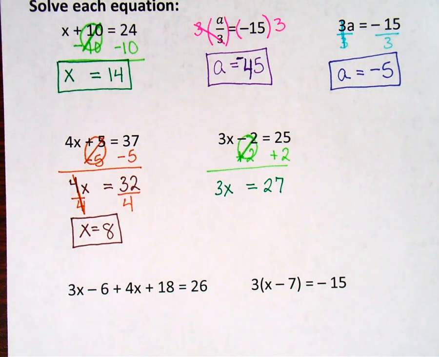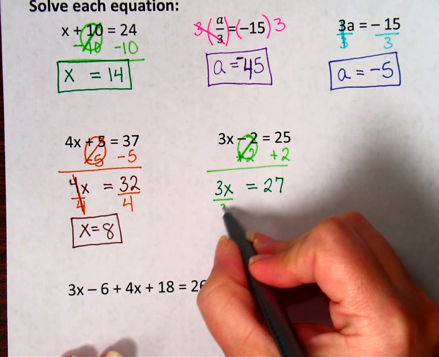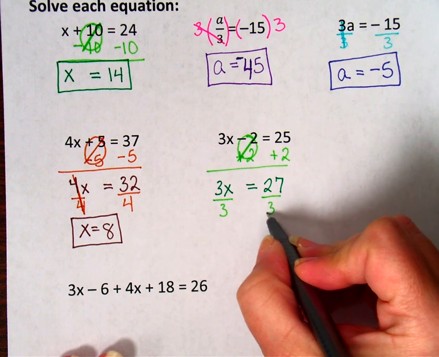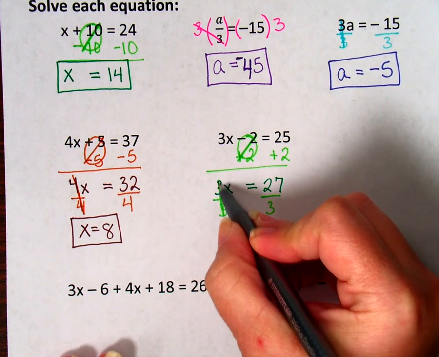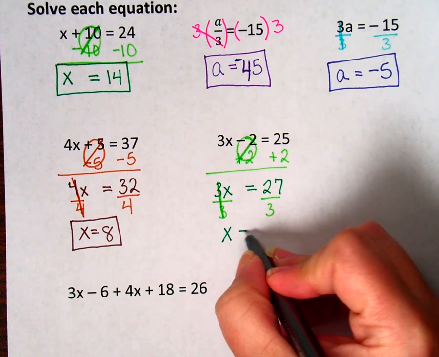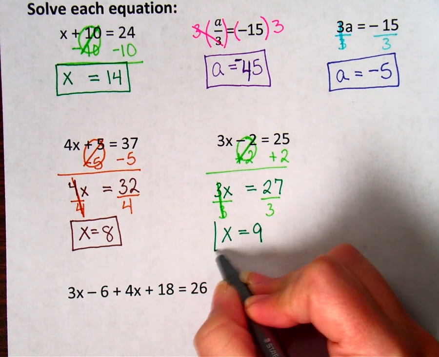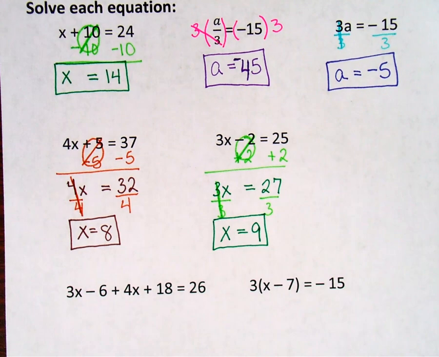Then I'm going to divide by 3 because I have 3 times x, or 3 multiplied to the x, and the opposite of multiplying is dividing. 3 divided by 3 is 1, so I have 1x equals 27 divided by 3 is 9. Okay, 2 more.